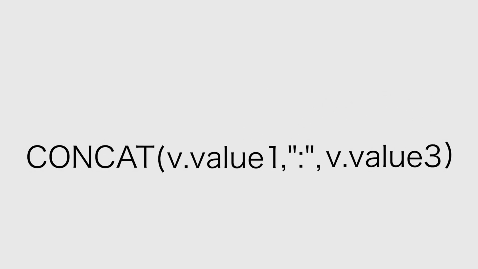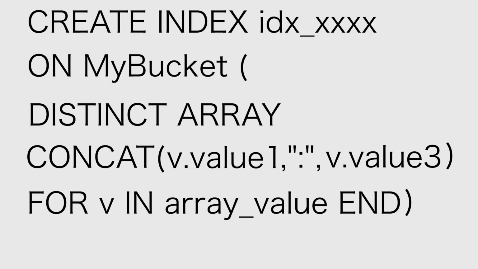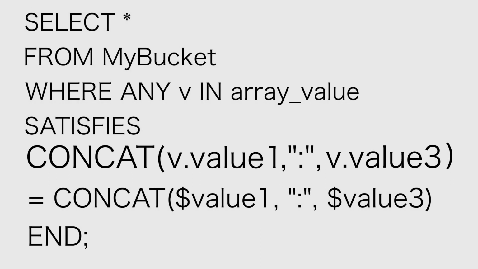What you need to do is create a synthetic data element of the value combinations in the array, and then you can build a distinct index on those combinations. It looks something like this. And then, when you go to query against this index, you have to build the same synthetic data element in your where clause to match what is in the index.